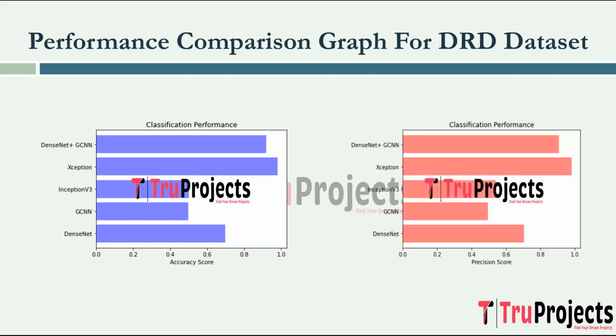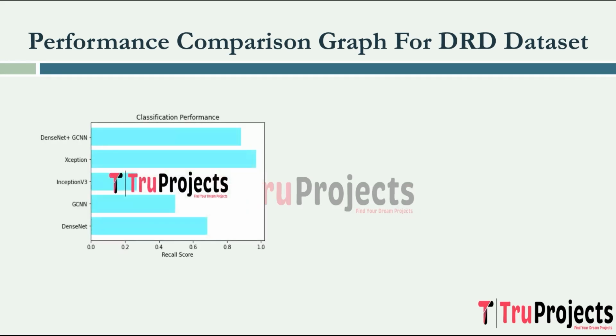This is the precision score comparison graph. It is the ratio of correctly predicted positive observations to the total predicted positives. It evaluates the accuracy of positive predictions. This is the recall score comparison graph. It is also known as sensitivity or true positive rate. Recall measures the ability of the model to capture all relevant instances. It is the ratio of correctly predicted positive observations to the total actual positives.